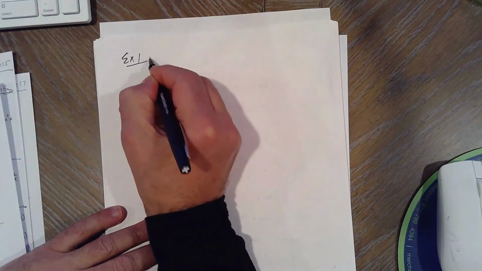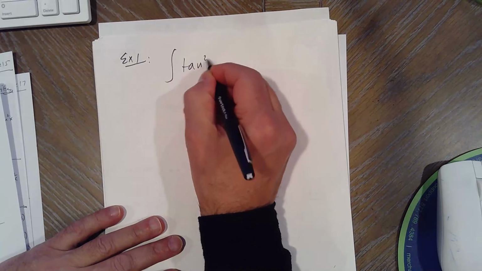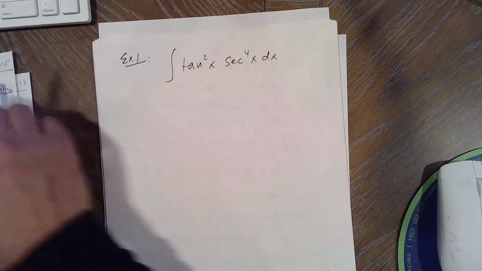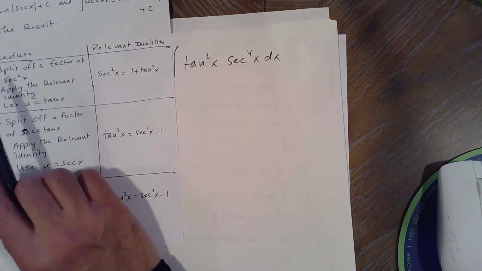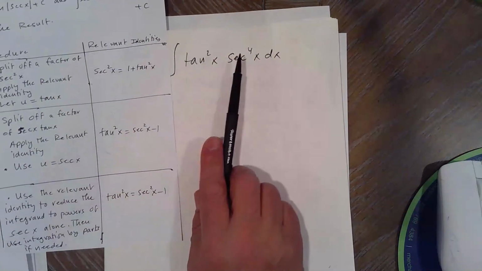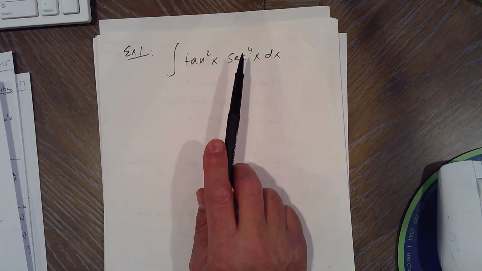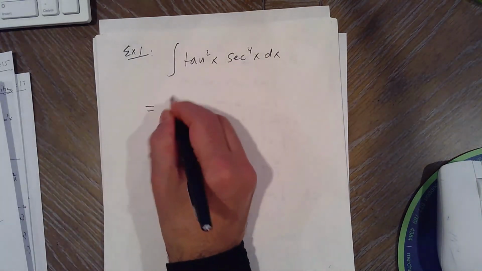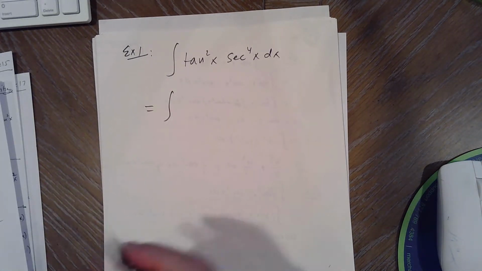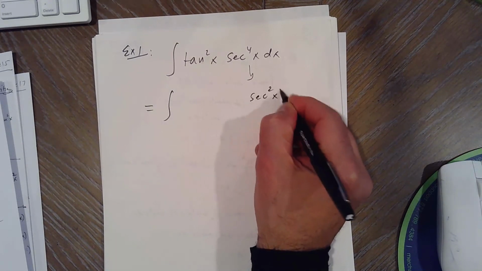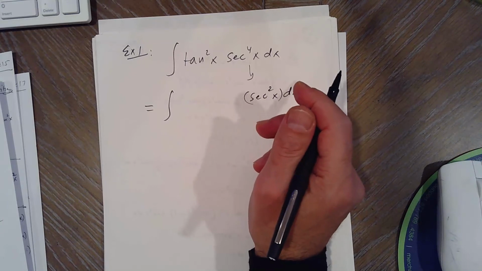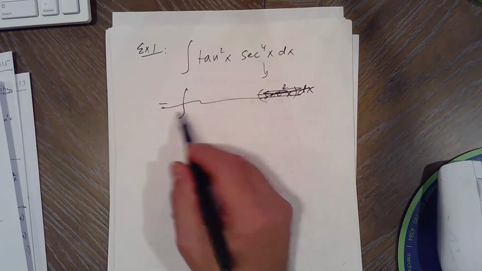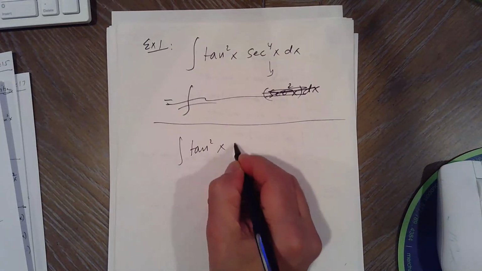So example 1, integral of tangent squared x secant to the 4th x dx. So let's see which one this is. Is n an even power of secant? Yeah. Okay, so that's what we're going to do. We're going to split off a secant squared. Wait, that's not the one I'm looking at. Sorry. Yeah, let me rewrite this. Tangent squared x secant 4 x dx.